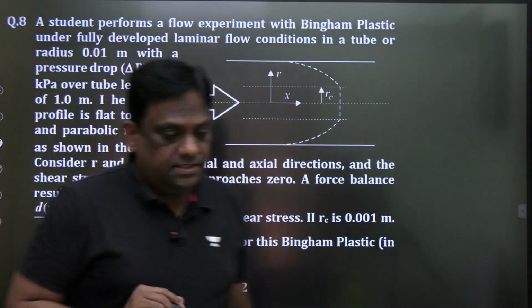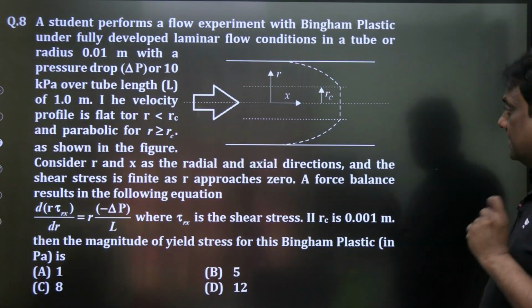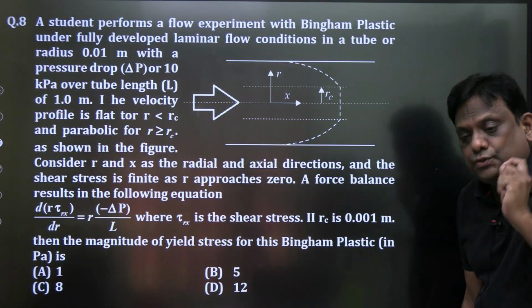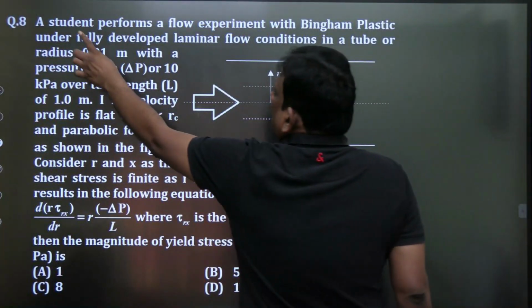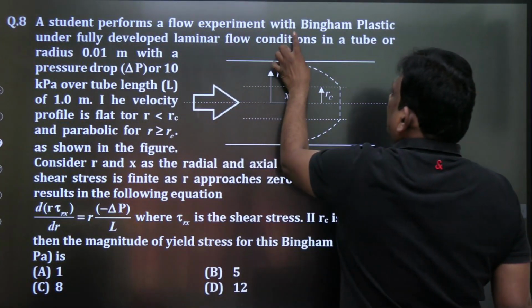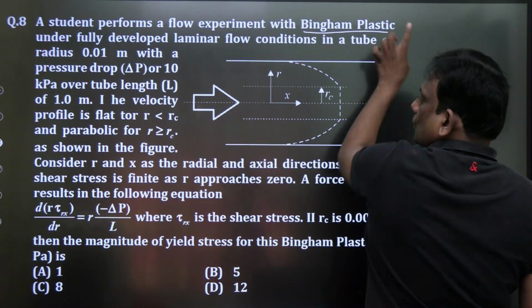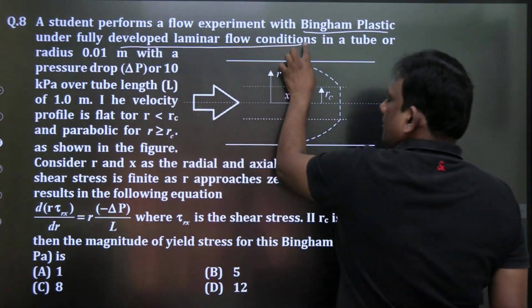This is a good question, sirs. I thought of sharing this question with you. Please read the question and first try to understand it. A student performs a flow experiment with a Bingham plastic fluid under fully developed laminar flow.